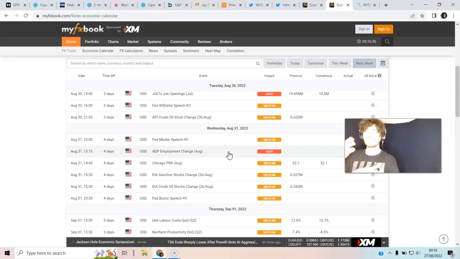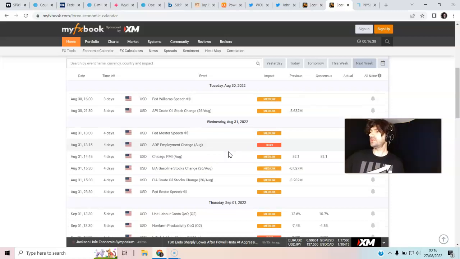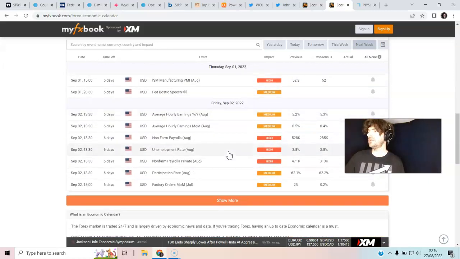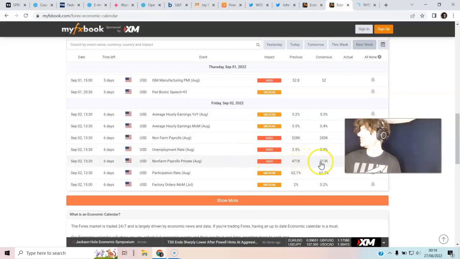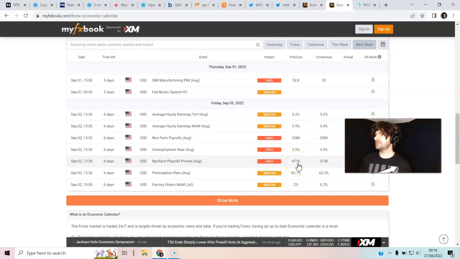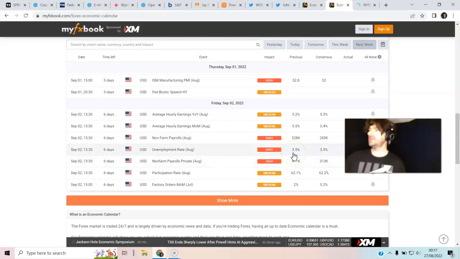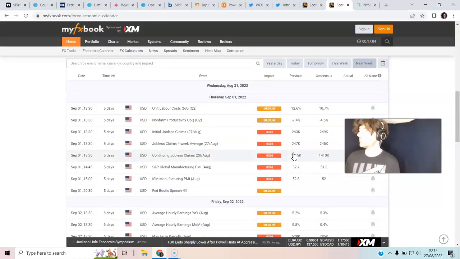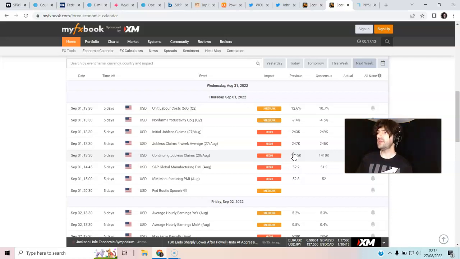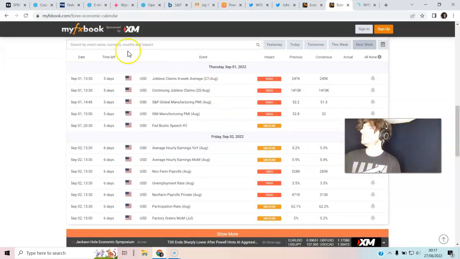ADP employment change, which is sort of like a precursor to the Friday event, and that's the non-farm payrolls data. We've got a consensus of 313K, previous was 471K, and the actual, we have to see what happens with that. Unemployment rate, expecting 3.5, was 3.5, so no change expected. So anyway, that's the week. Thursday, jobless claims, again, ISM manufacturing PMI. So really, most of the week is going to be expectation of the non-farm payrolls, which leads nicely into this.